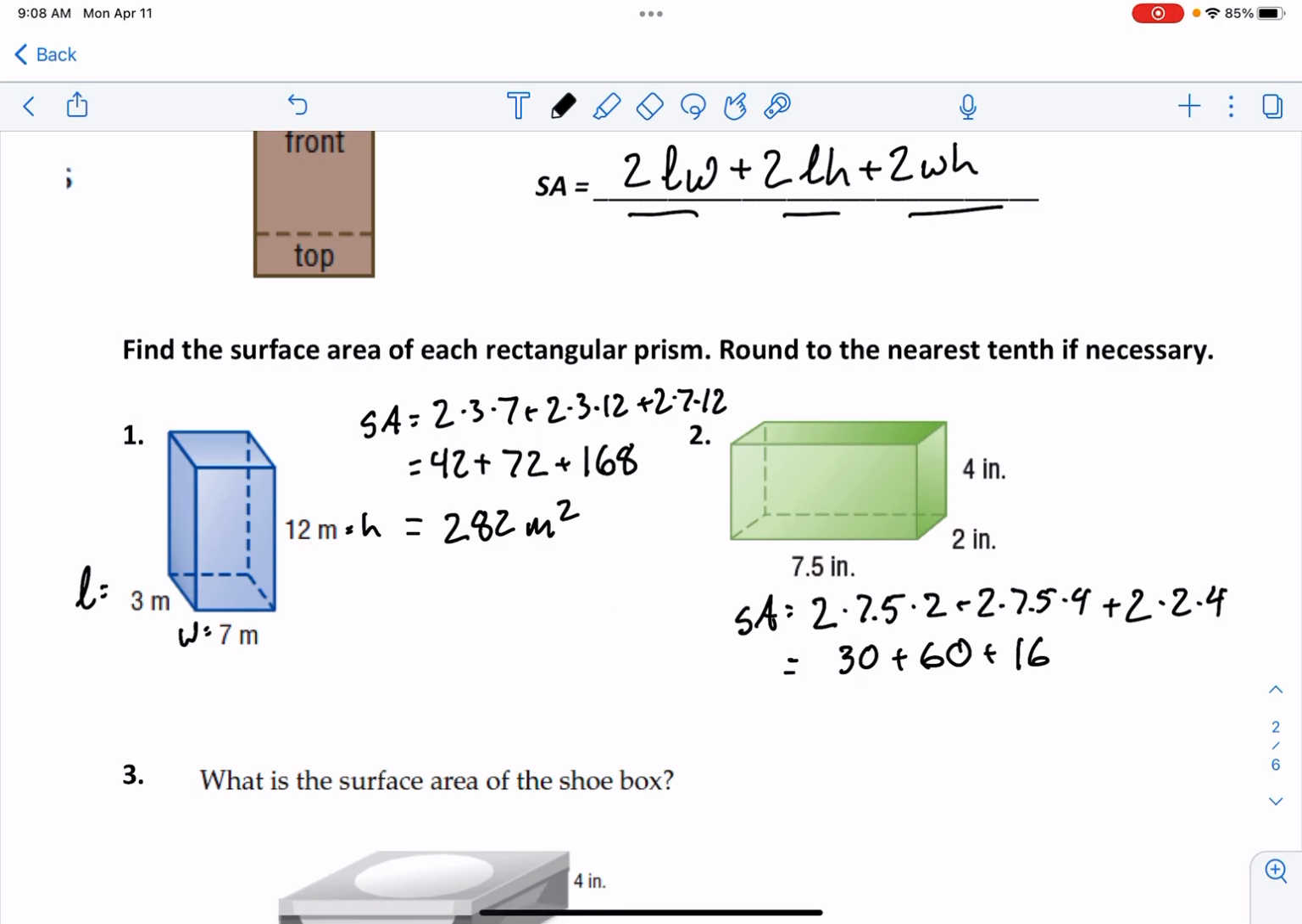Now we add all those together. 16 plus 60 plus 30 is going to give us 106 inches squared. So a box with these dimensions, we would need 106 inches squared of whatever material in order to construct that box.